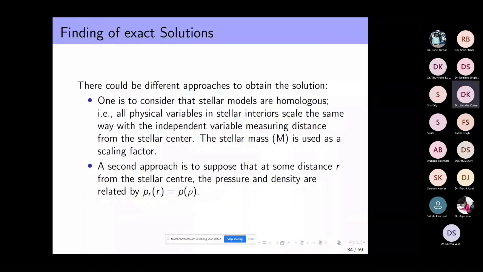And the second approach is to suppose that at some distance r from the stellar center, we consider some relation between pressure and density, that is P_r equal to F of rho, which is the relation between radial pressure and density. So in the second approach we can assume these relations.